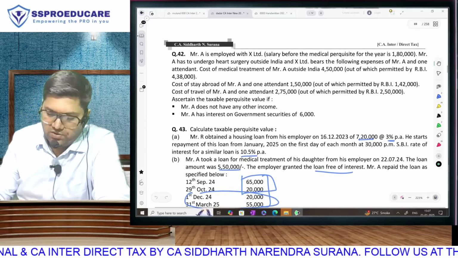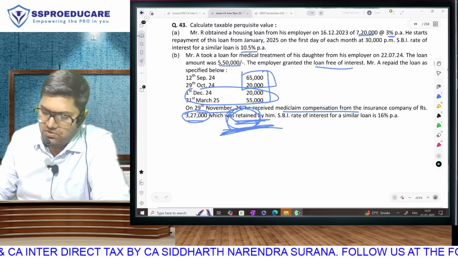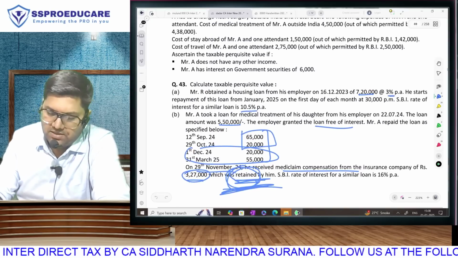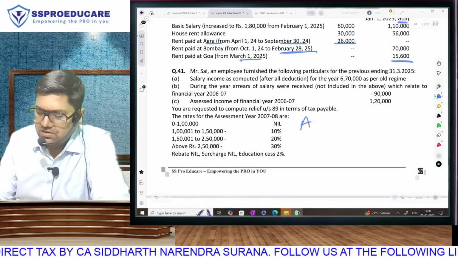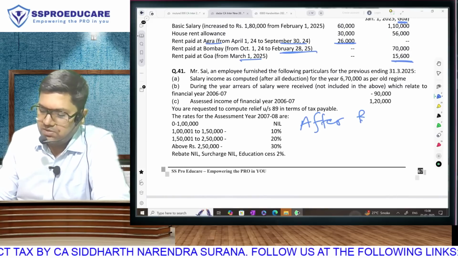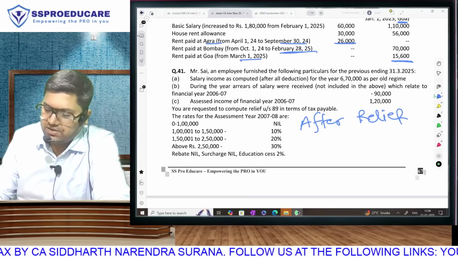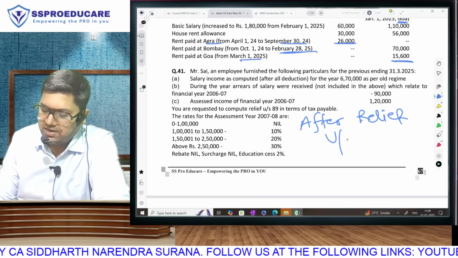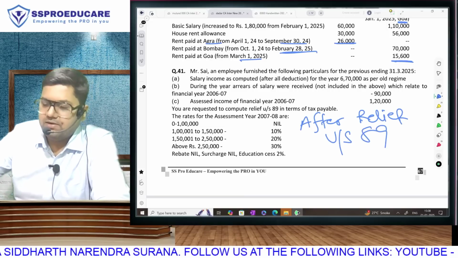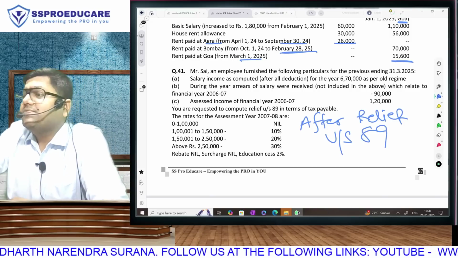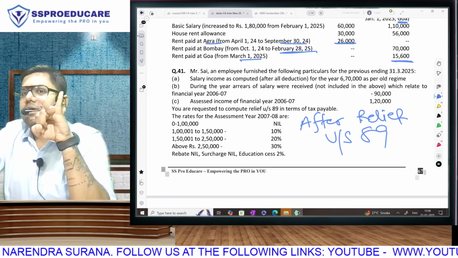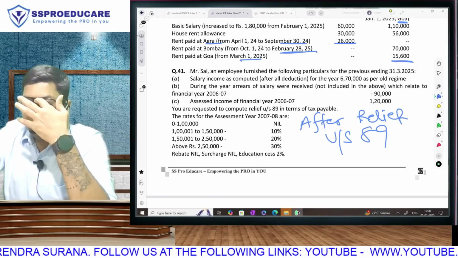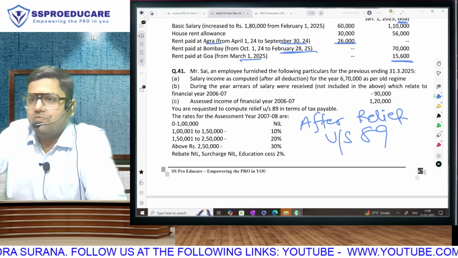Fantastic. So 42 done. 43 also. 43 was the medical loan part. That also done. As far as 41 is concerned, this question you will not be able to solve right now. You will be able to solve it only after I complete the chapter Relief under Section 89. After tax rates, we have a chapter on relief. 3 chapters on tax calculation: tax rates, relief and AMT. After relief, you will be able to do it. Right now, you won't get it.